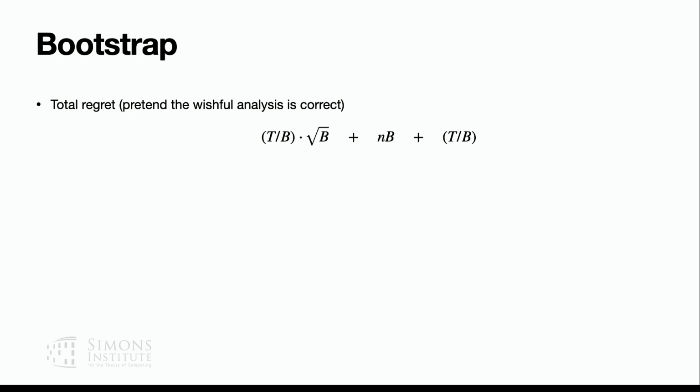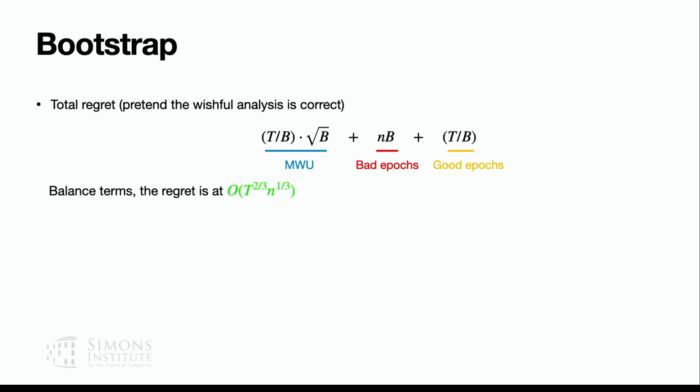Okay, first there are 3 terms for the regret. The first term comes from multiplicative weight. There are T over B epochs, and each epoch the regret is square root of B. Second, for each bad epoch, we don't have any guarantee the regret is square root of B, but if the analysis goes through, the number of bad epochs is n, so it's at most n times B. For good epochs, essentially no regret. Okay, if you balance the terms, then the regret becomes T to the 2/3 times n to the 1/3.